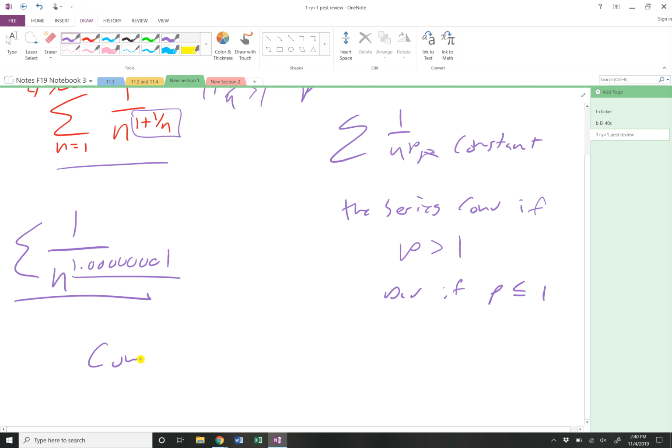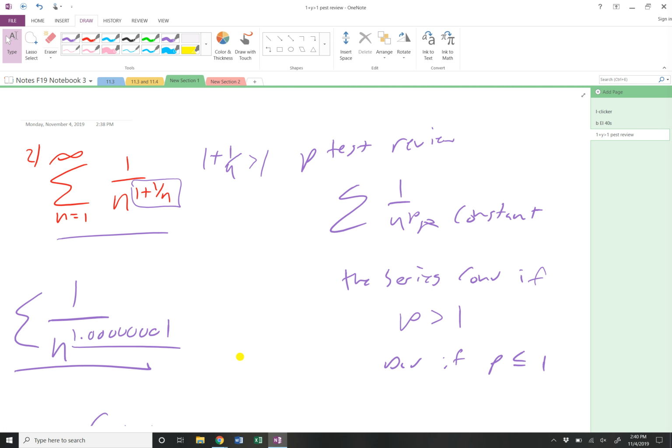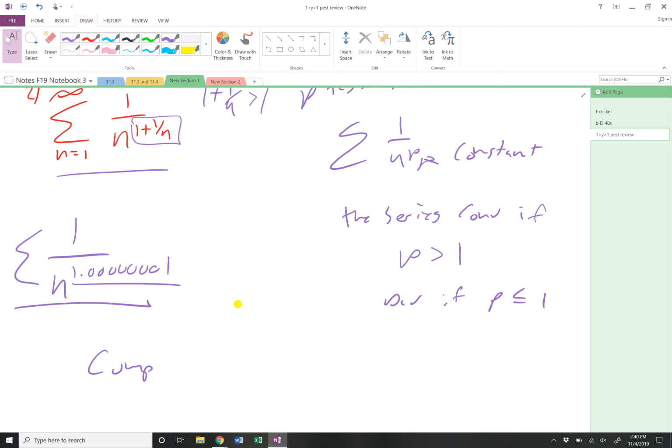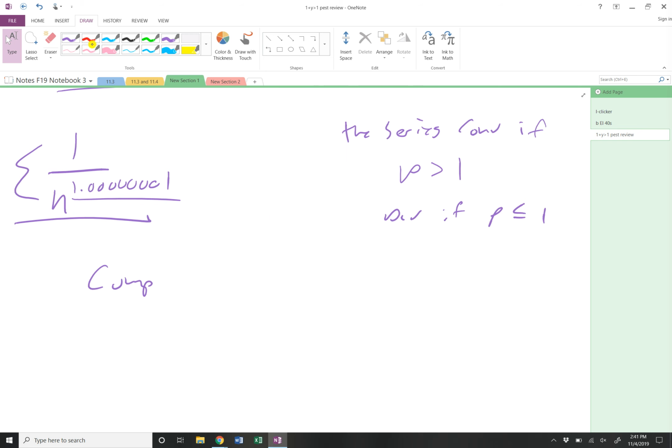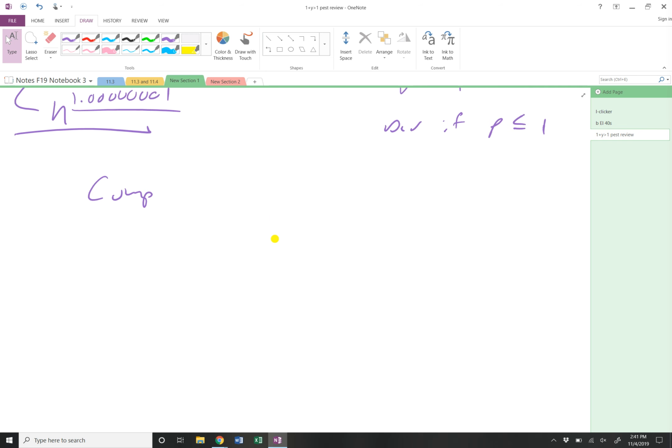So what can we do? Let's do a comparison or a limit comparison test. But what are we going to compare it to? 1 over n, because this piece right here goes to 0, so you might think maybe 1 over n might be close enough. So let's try that.